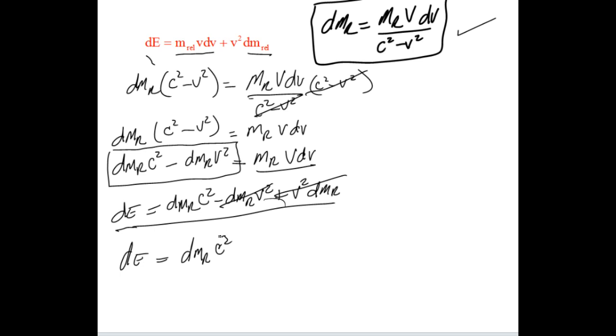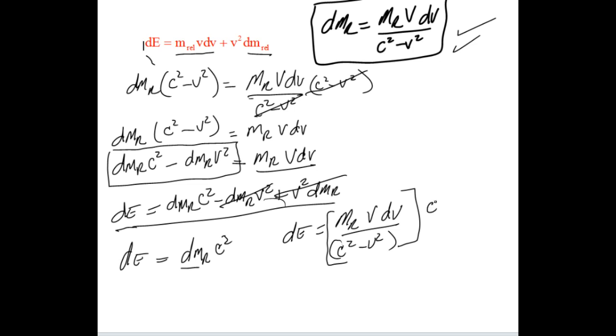So I've got to plug in the change in relative mass again. Well, there it is right here. We used it before, so all I have to do is plug that in there. So the change in energy is equal to the relative mass times velocity times the change in velocity divided by c squared minus v squared, and all of that is times c squared. Okay, and that is my equation that I have to integrate.